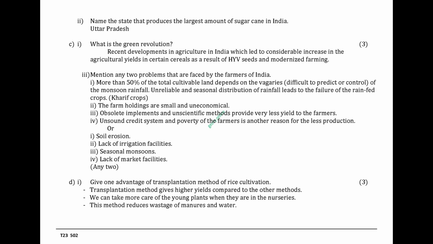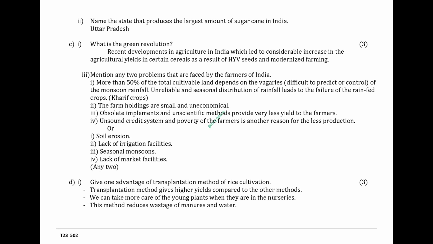Or soil erosion. Lack of irrigation facilities. Seasonal monsoons. Lack of market facilities. Any two. Give one advantage of transplantation method of rice cultivation.